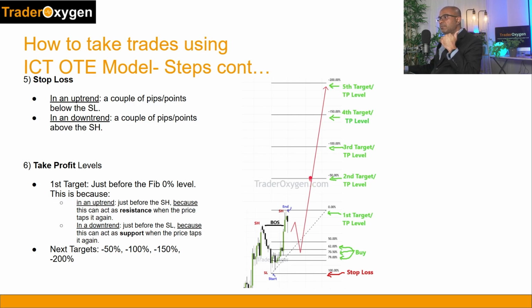And if the price reaches these levels, you will take your second take profit level at Fib minus 50, third take profit at Fib minus 100, fourth take profit at Fib minus 150, and the fifth at minus 200. Okay, now let's look at this applied to a downtrend.